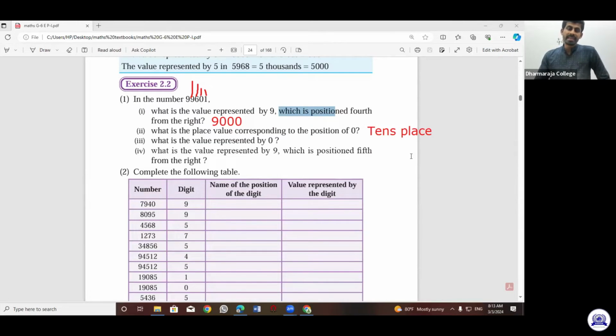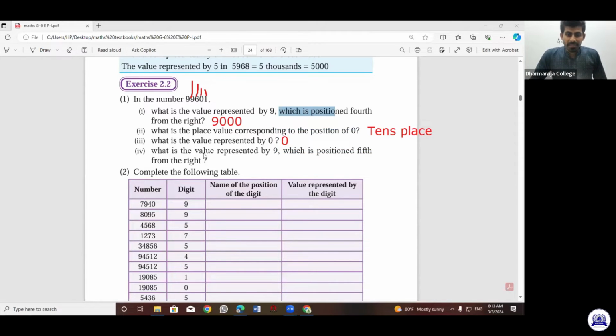Right? Tens place. That means 0. What is the value represented by 0? 10 into 0 means 0.